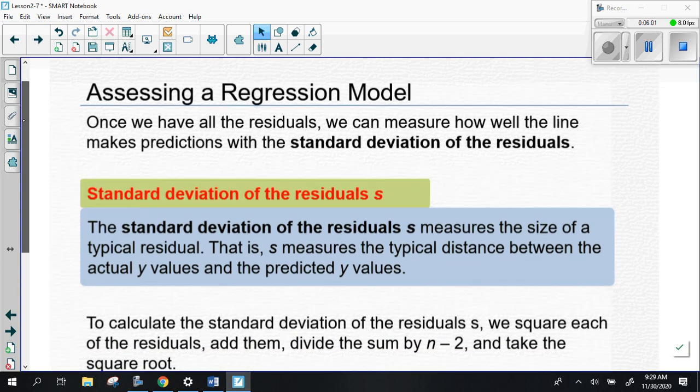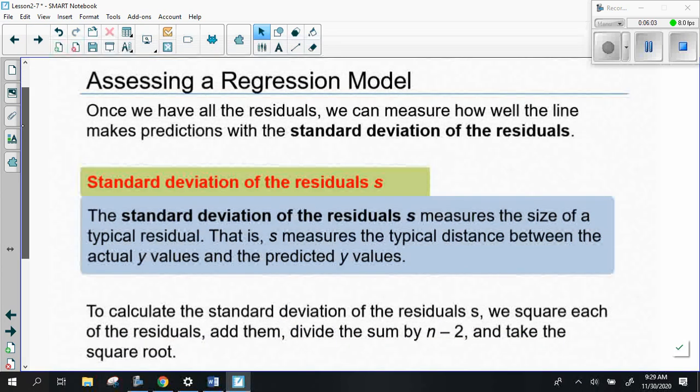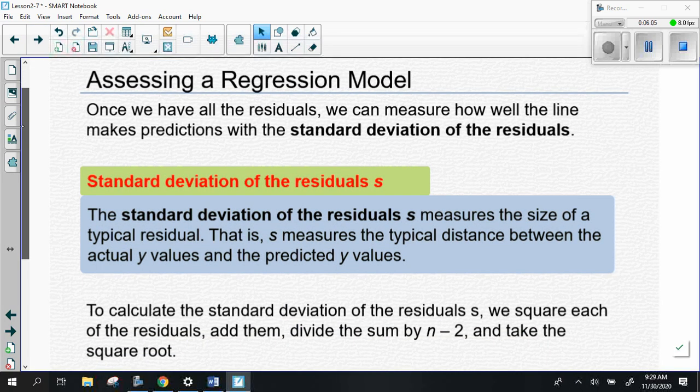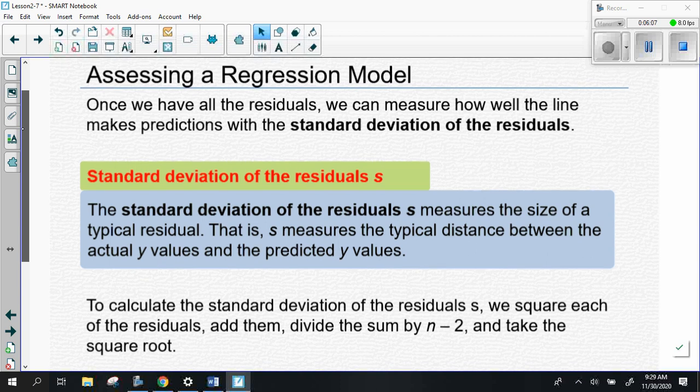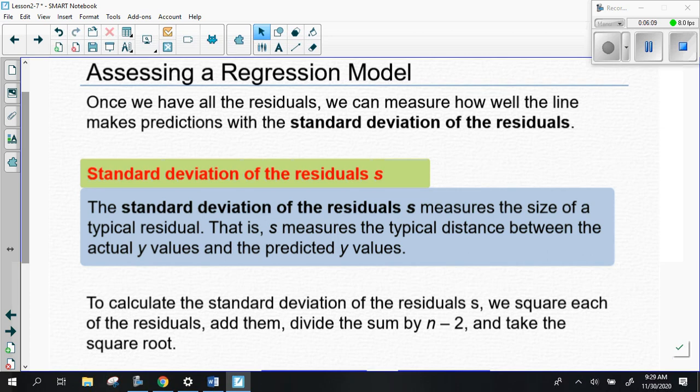So now moving on, let's also interpret the standard deviation of the residuals. What that tells you is, on average, how far away each actual observation is from the predicted value. We'll interpret that in context here in a little bit.